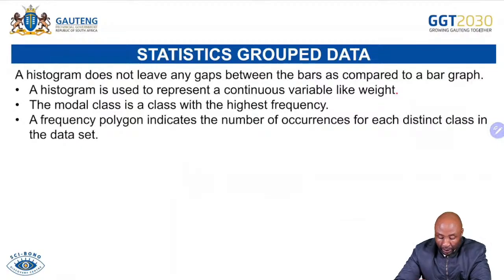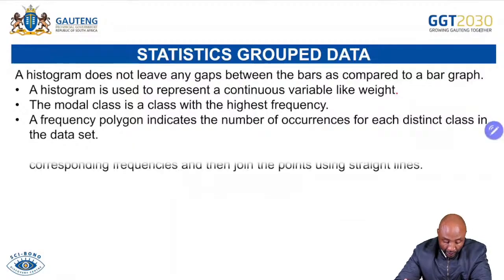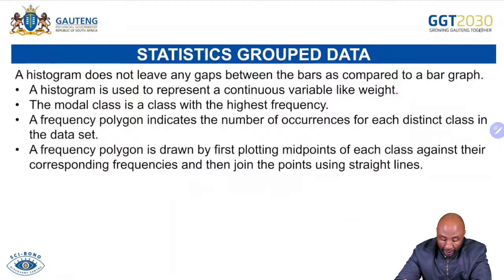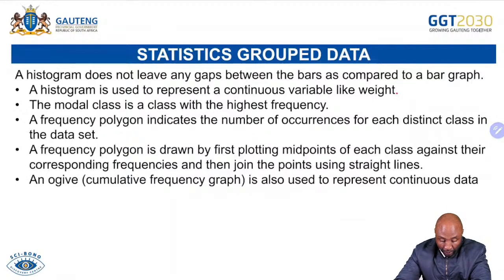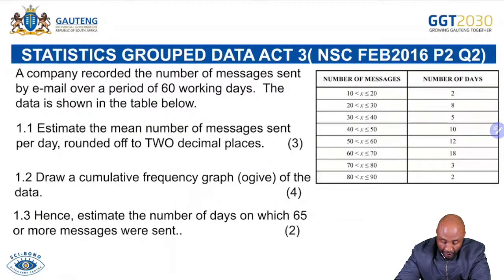The frequency polygon indicates the number of occurrences of each distinct class of the data set. And we know that a frequency polygon is drawn by first plotting the midpoints of each class against their corresponding frequencies, then joining the points using straight lines. Now, we also have an Ogive, which is our cumulative frequency graph. We use it to represent continuous data, and that will be our activity for now.